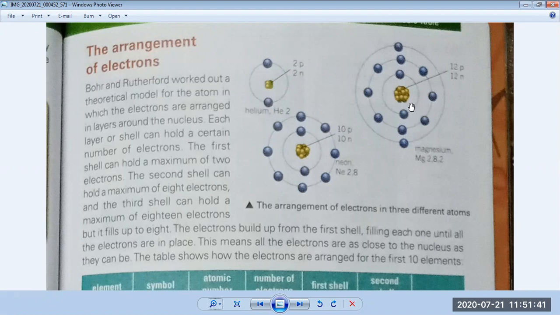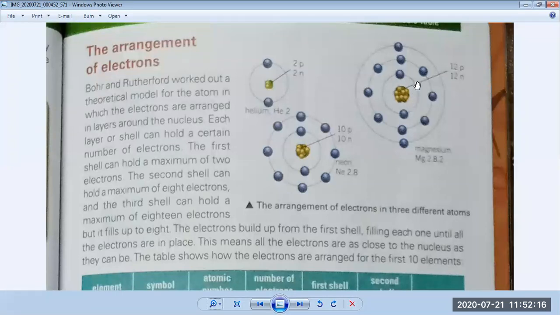So when you use this formula, you have to hold a pencil in your hand and write it down. 2n squared for the K shell. Write in your book: K shell is equal to 2n squared. Here n is 1, so 1 squared is 1, and 2 multiplied by 1 is 2. It means that in the K shell only 2 electrons can be accommodated.